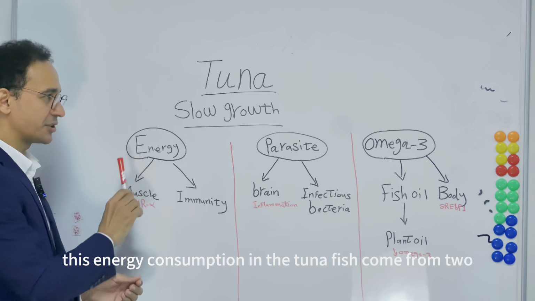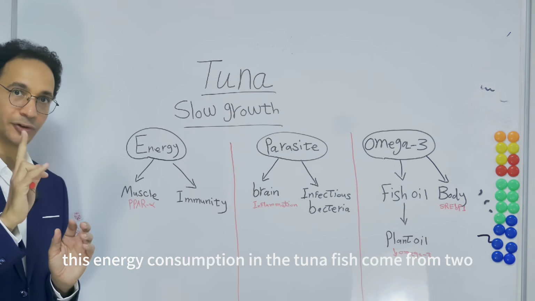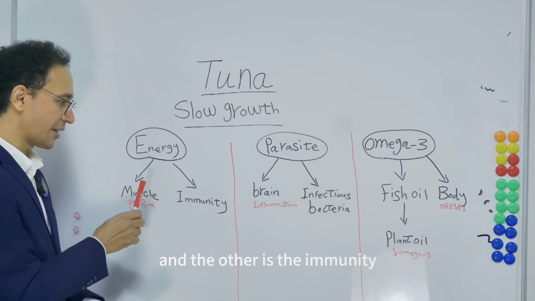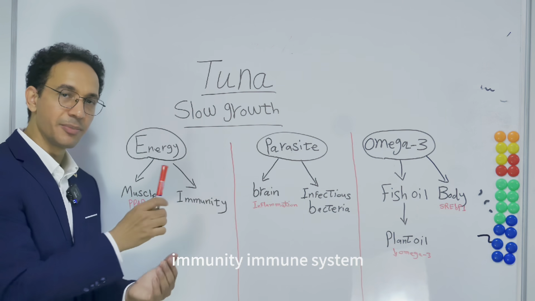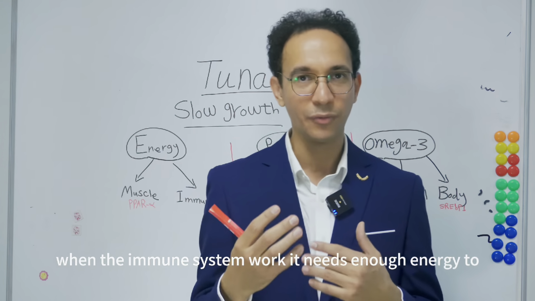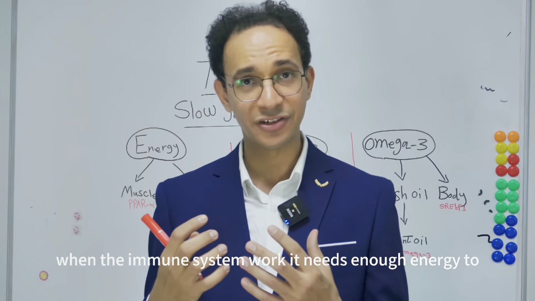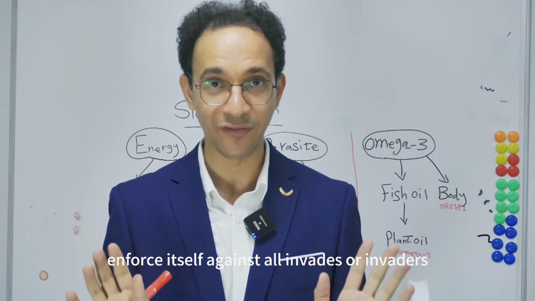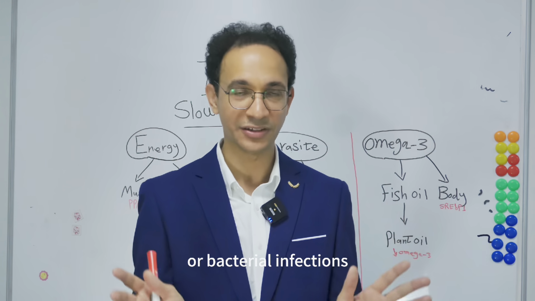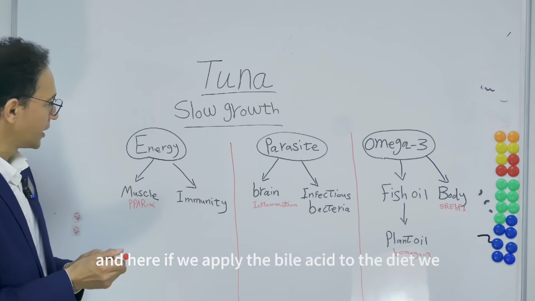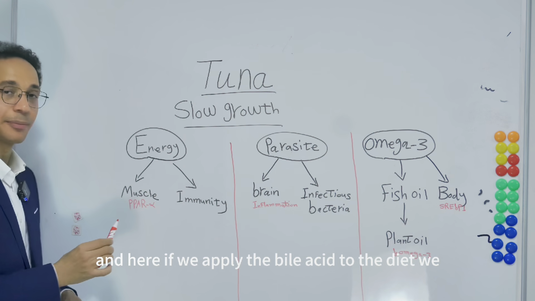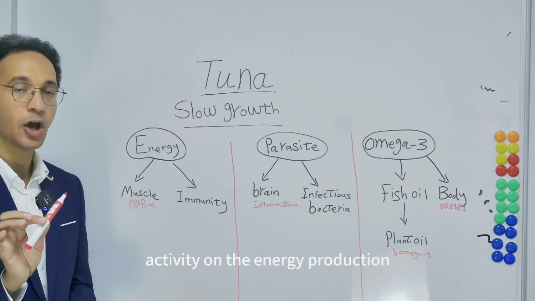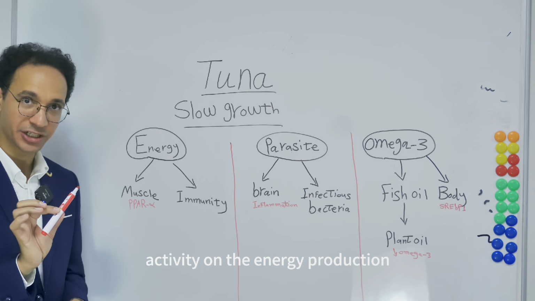This energy consumption in the tuna fish comes from two aspects. The first one, the muscle grows, so they need more energy, and the other is the immunity. When the immune system works, it needs enough energy to enforce itself against all invaders or bacterial infections. If we apply the bile acid to the diet, we promote the metabolic activity of energy production.